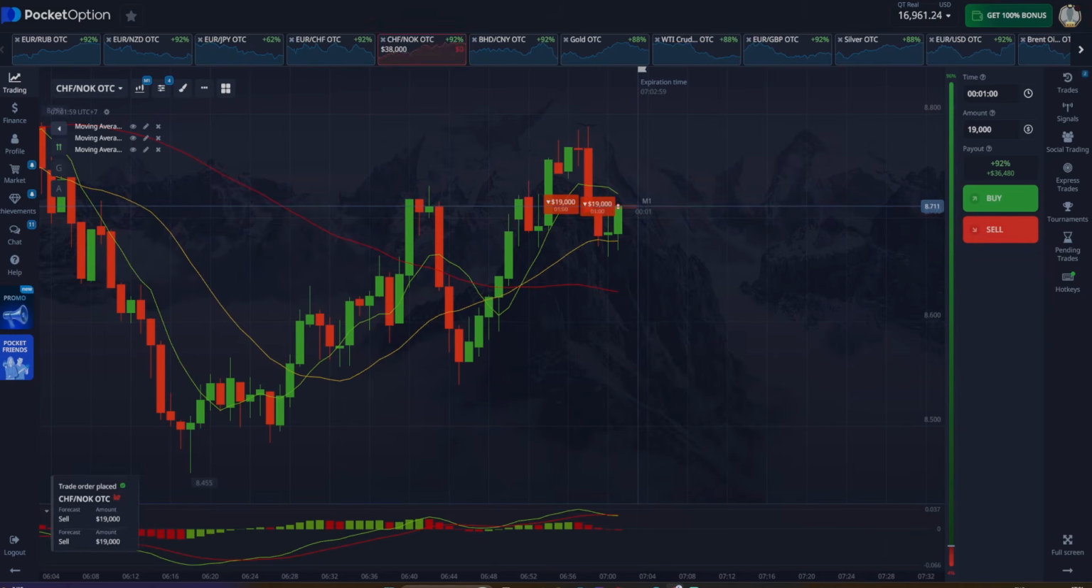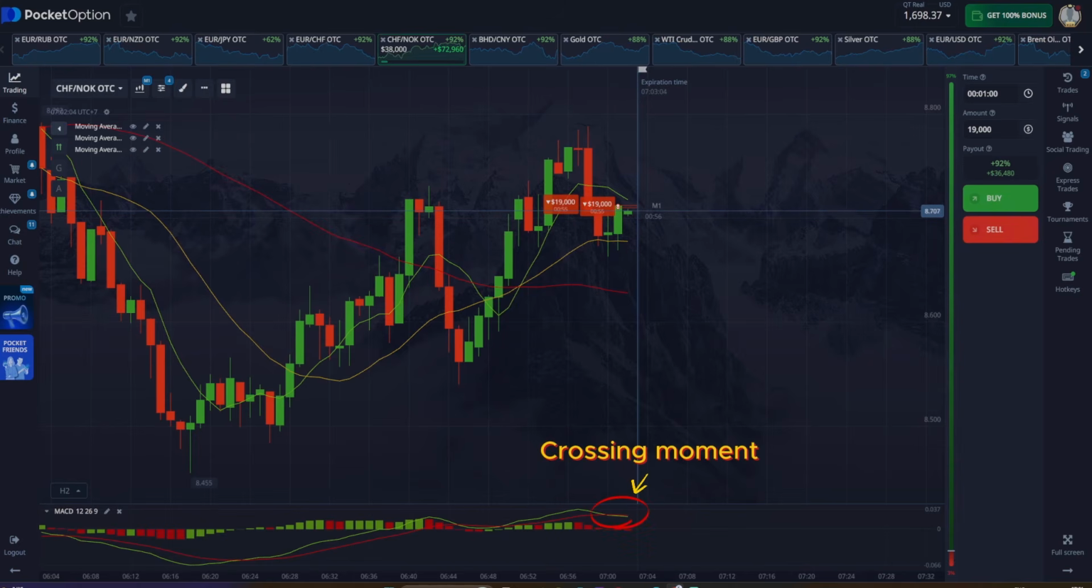Alright traders, I'm opening a sell position. The reason is clear. On the MACD indicator, we've just had a bearish crossover. The main line cut below the signal line from above, signaling that bearish momentum is starting to form.